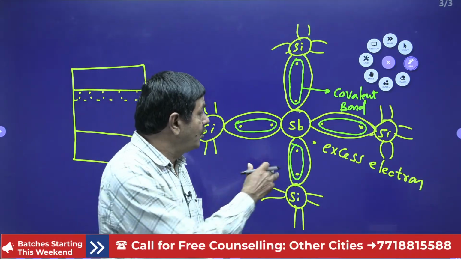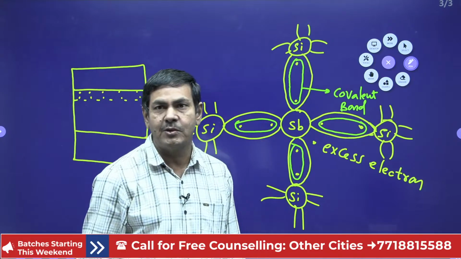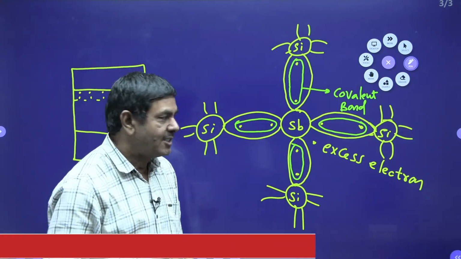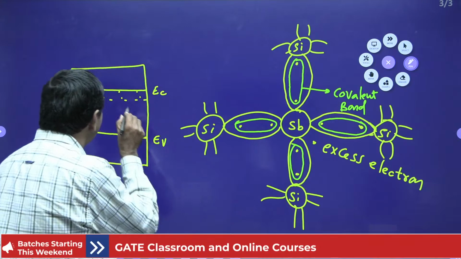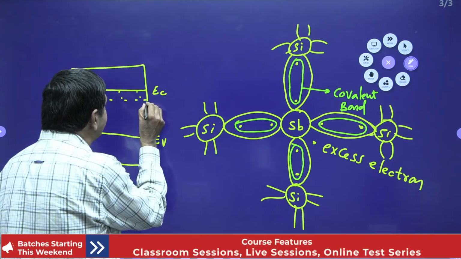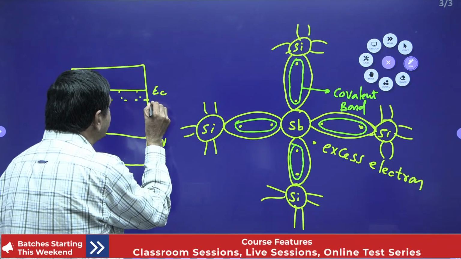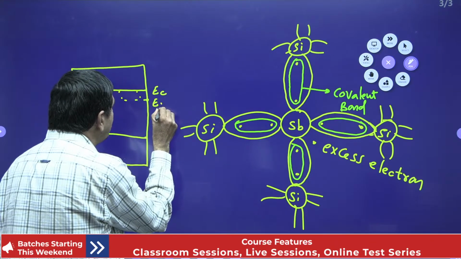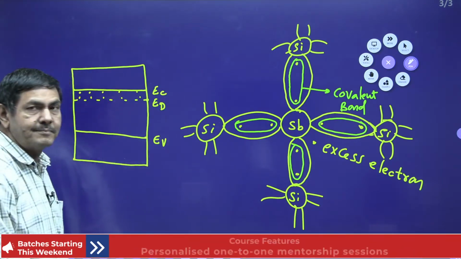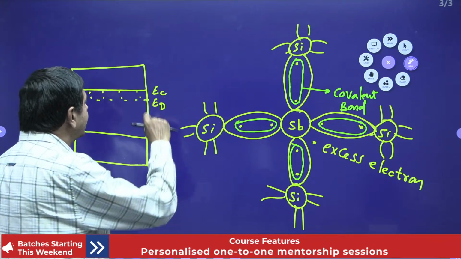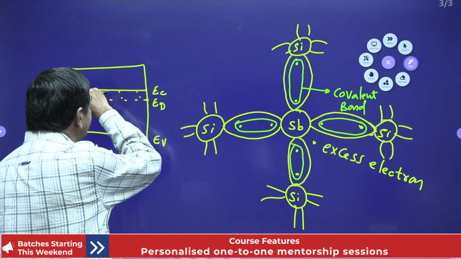Atoms are donating one excess electron. This antimony donates one excess electron only now. So excess electrons will come and occupy one energy level. That energy level we can call as what now? ED, the donor energy level we can call. That means this energy level is possible here now, at some energy only.